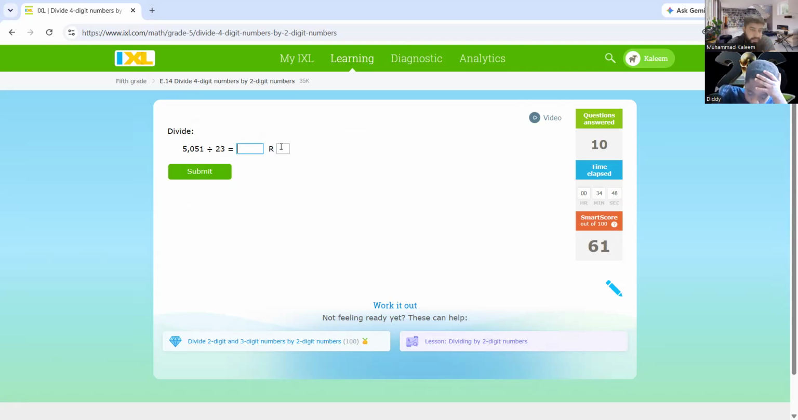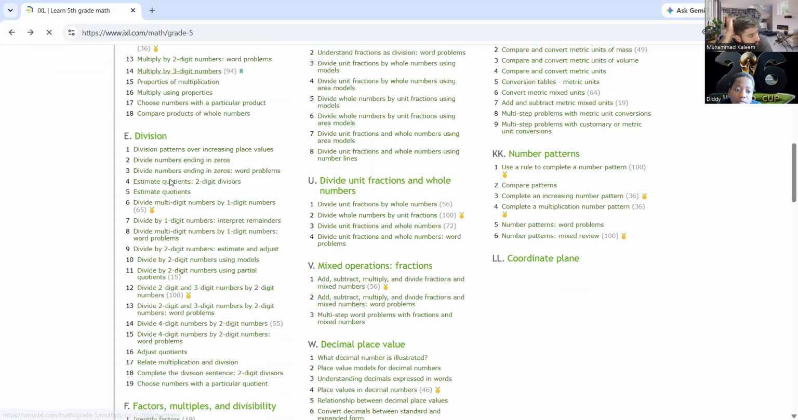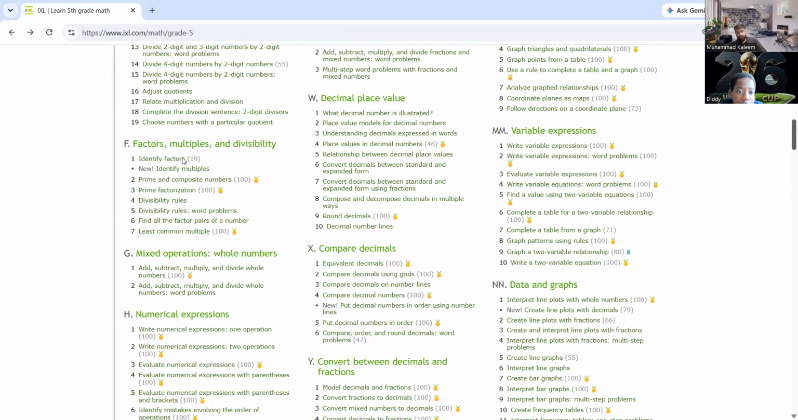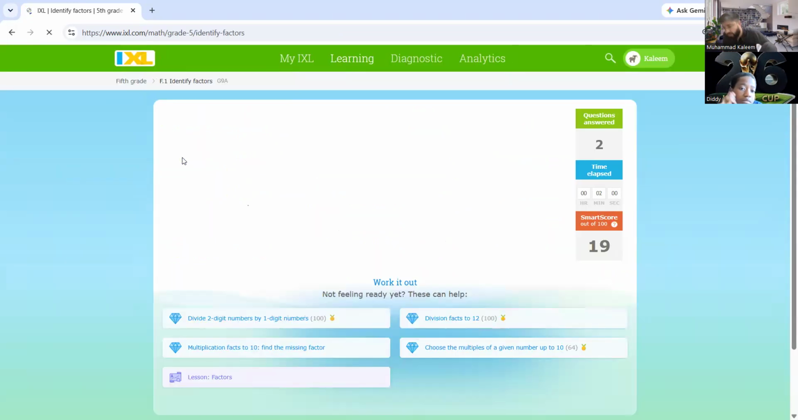First, first, first. 2, 1. The answer is 1,219. Yeah, it is. What's the remainder? 4. No, 14. Yeah, good. Okay, now start section F, and we will do all the worksheets from section F. So start from F1, do F1.